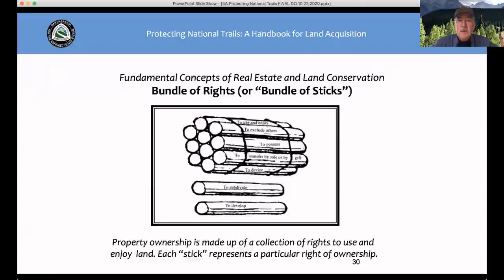Chapter 6 begins talking about some of the fundamental concepts of real estate. I don't know if you've seen this graphic before, but you can look at land ownership as a bundle of rights or a bundle of sticks. And you can take out and divide those rights into about as many ways as a room full of lawyers can think of. You can have a right to an easement, you can have a right to timber rights, you can have a right to subdivide. All of those rights together are called fee simple.